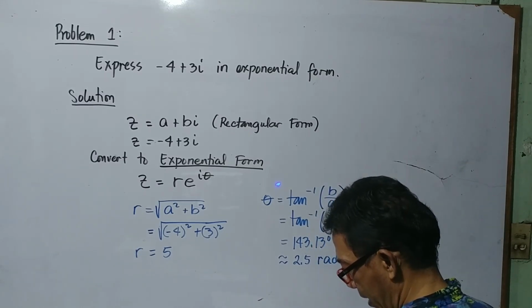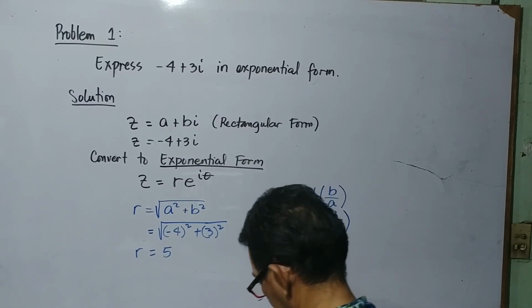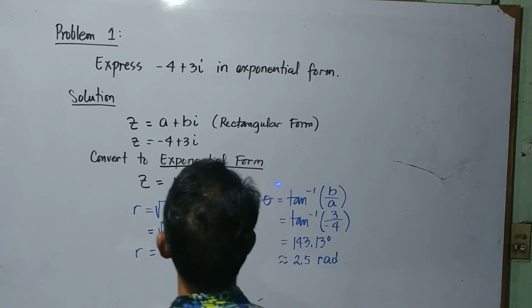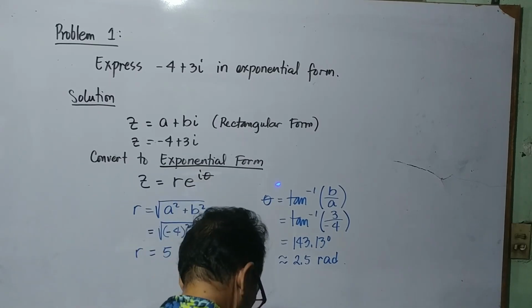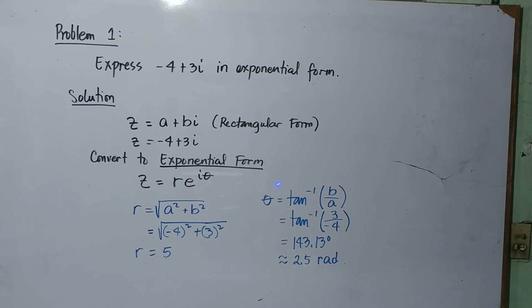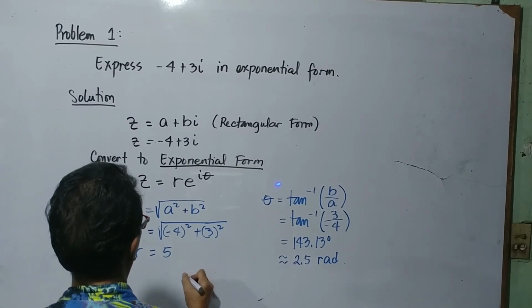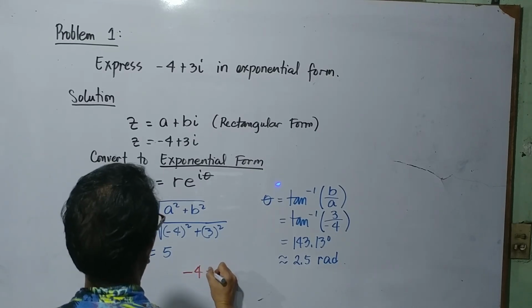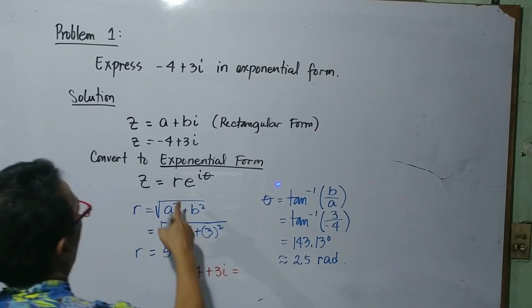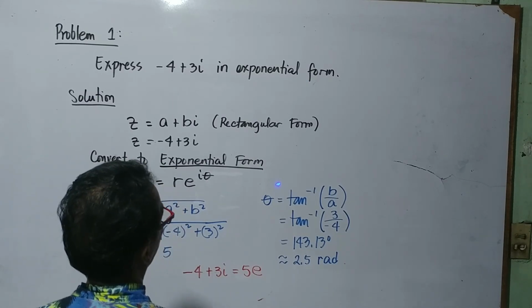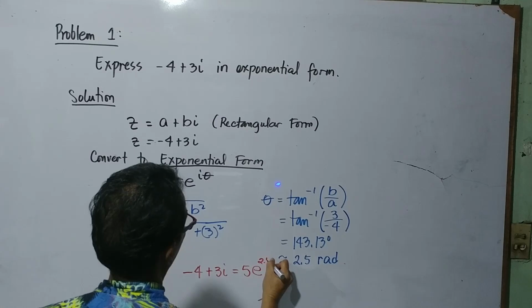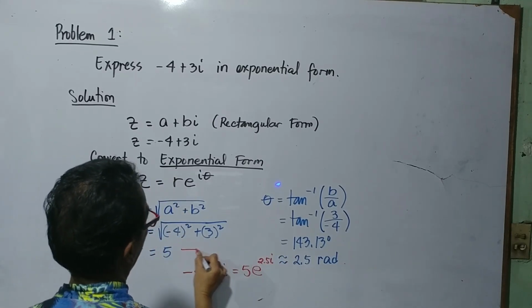So what is now our final answer for our Z? So we have now negative 4 plus 3i equals R is 5, e to the 2.5i. This is now your answer.